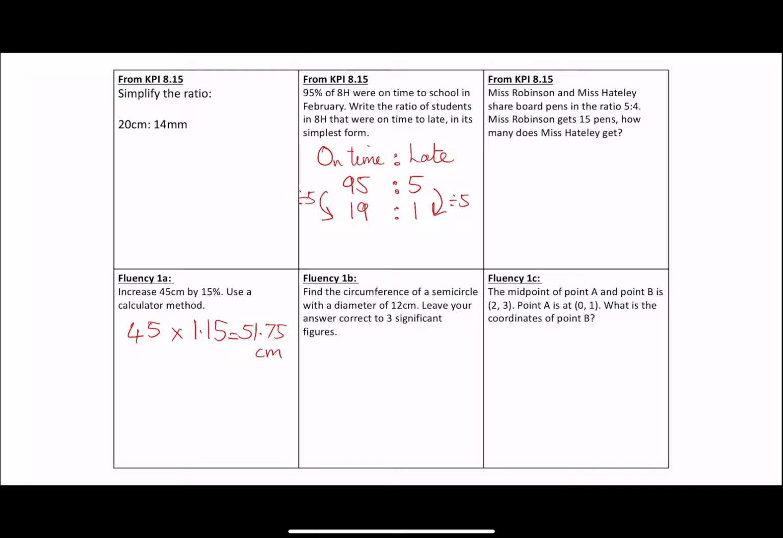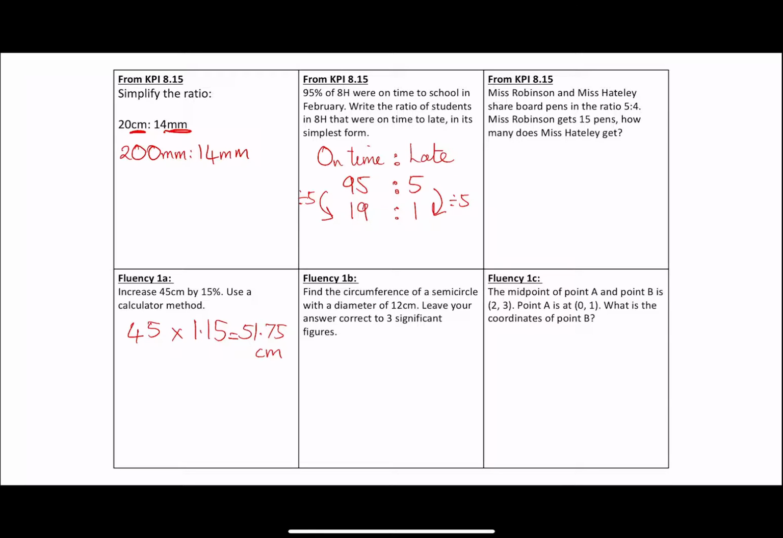Now, what's a bit tricky with this one is the fact we've got 2 different units. We've got centimetres and millimetres. What you want to do first of all is convert them into the same thing. Now, 20 centimetres times 10 gives you 200 millimetres. I would rather put everything in terms of millimetres at this point. This makes it easier for me.